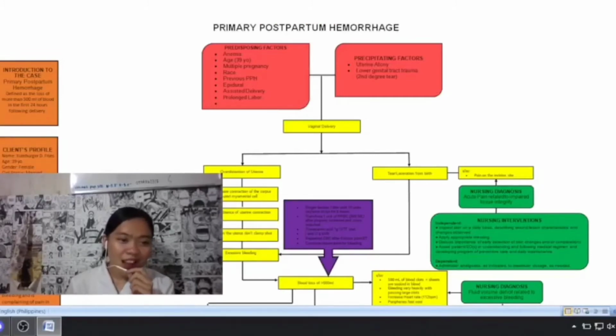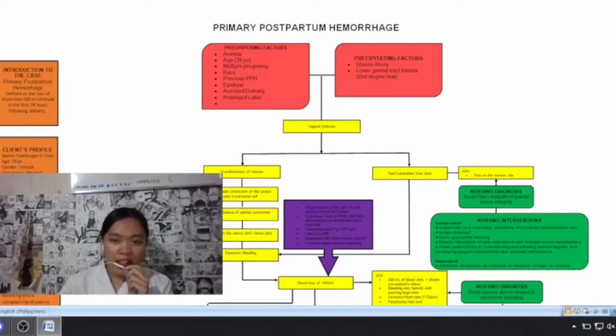Hello, I'm going to discuss the concept map of primary postpartum hemorrhage. So, introduction to the case. Primary postpartum hemorrhage is defined as the loss of more than 500 ml of blood in the first 24 hours following delivery. Normally, after delivery of the baby and the placenta, the uterus immediately contracts. This is to control bleeding, but in primary postpartum hemorrhage, there is an absence of contraction, so there is excessive bleeding.